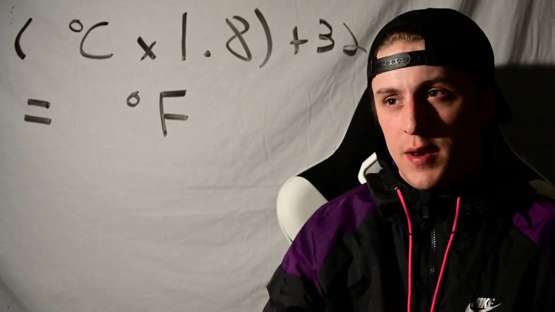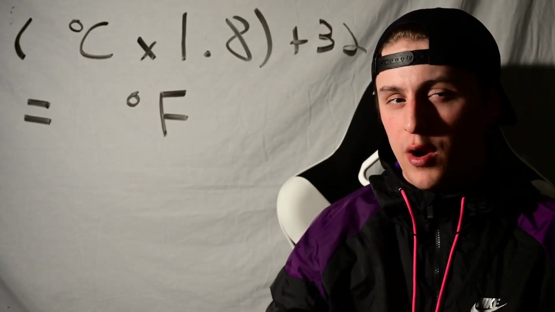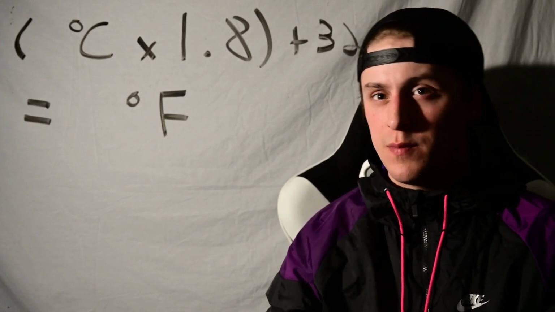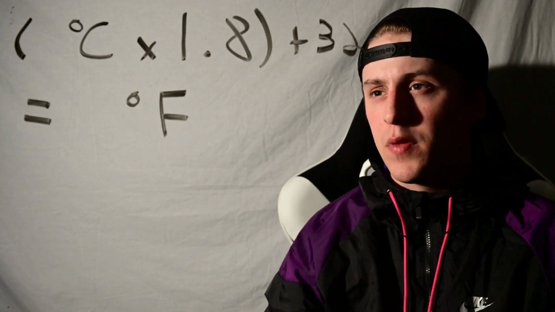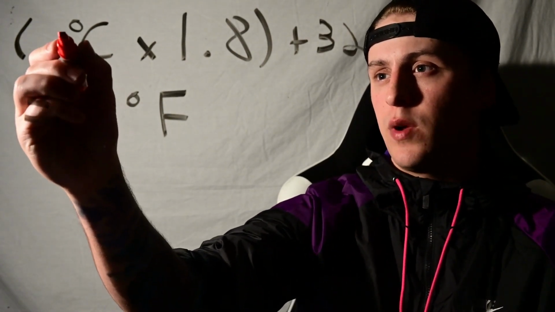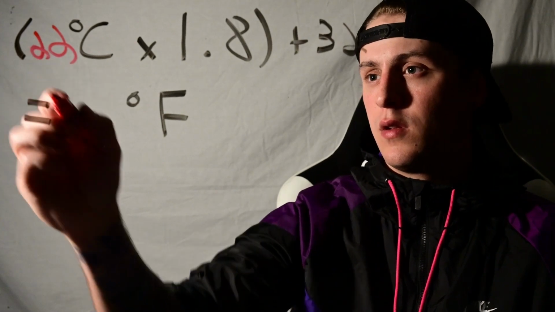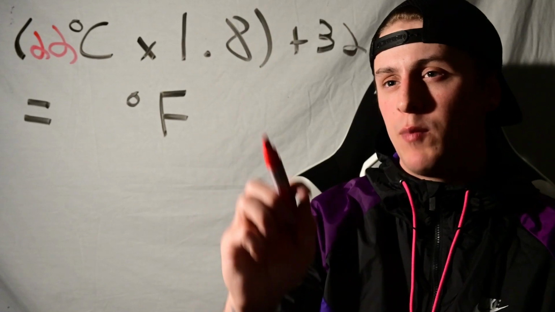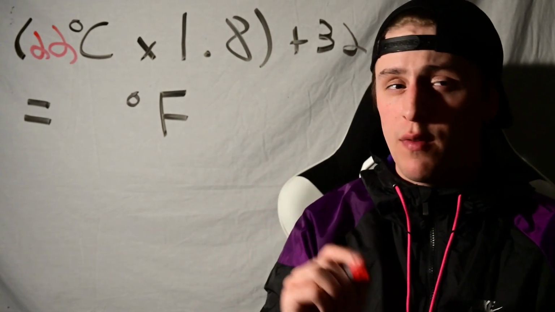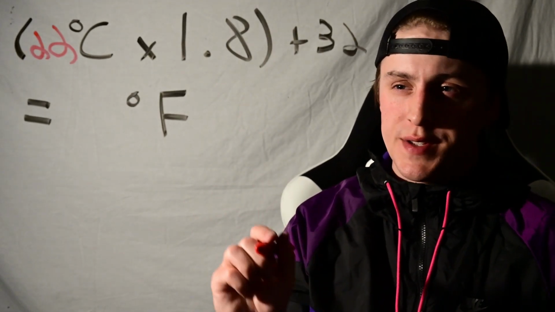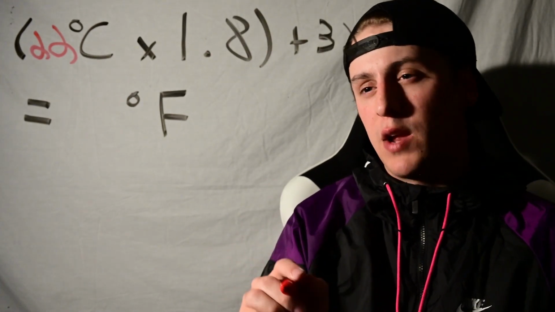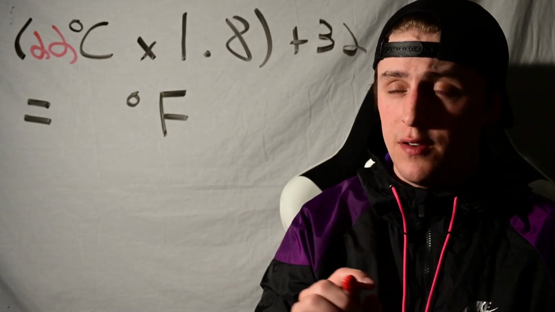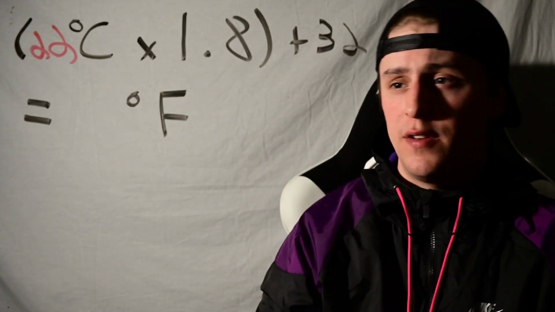Okay, now we're going to go the other way, from Celsius to Fahrenheit. A couple things change, but not a lot. We'll do the same thing. We'll take our 22 degrees Celsius and times it by 1.8. Now 1.8 is 9 over 5. It's the opposite of the 5 over 9 we had from going from Fahrenheit to Celsius. And then instead of subtracting 32, we're going to add 32.